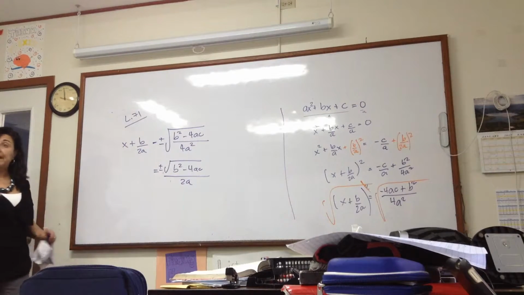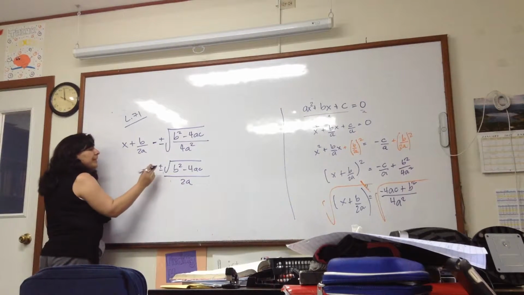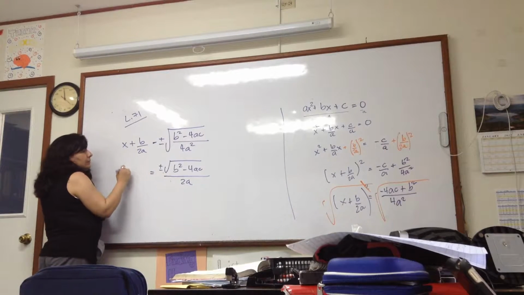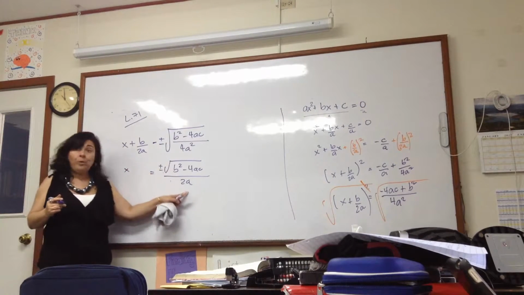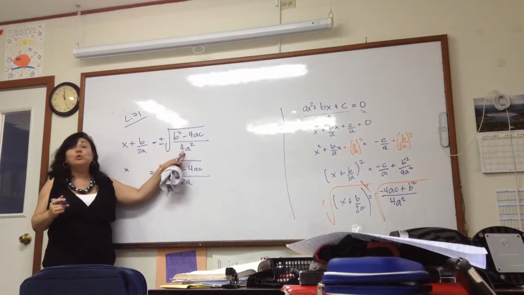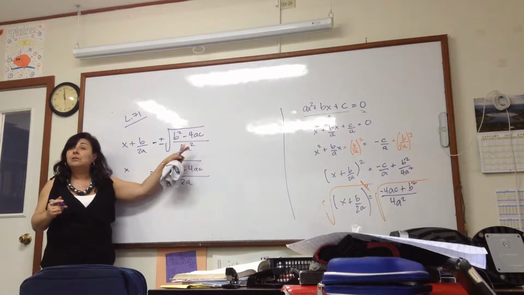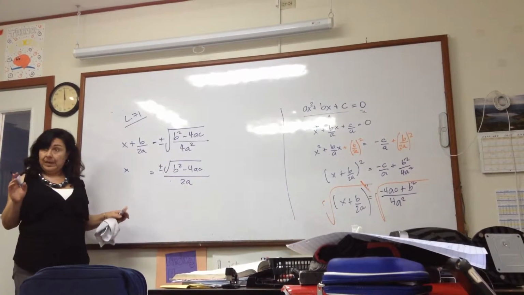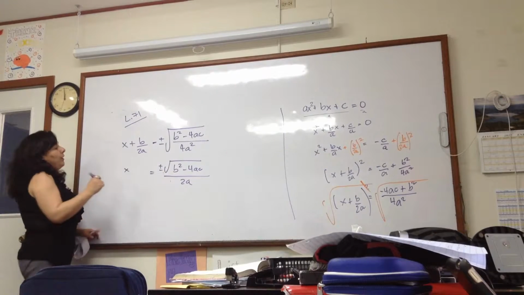Very good. Does everybody see that? Does somebody not see it? You don't see why 2a? The square root of 4a squared. The square root of 4 is 2. You got it? You sure? Okay.